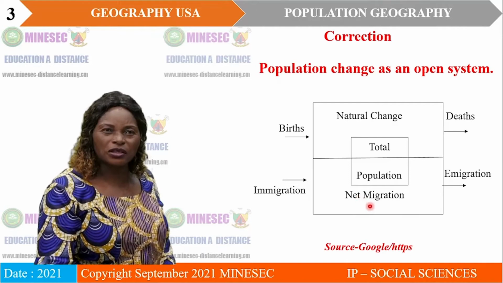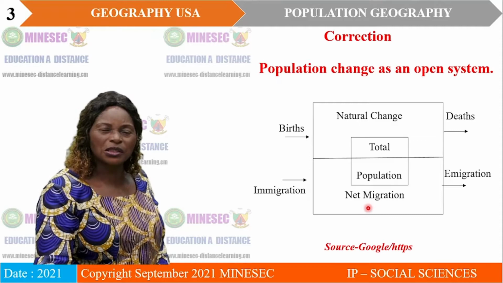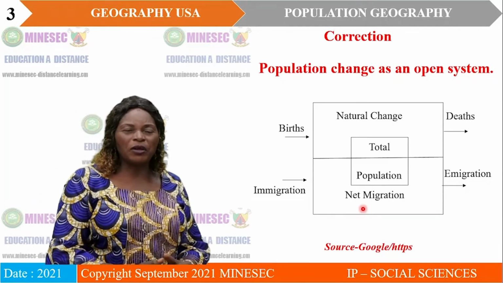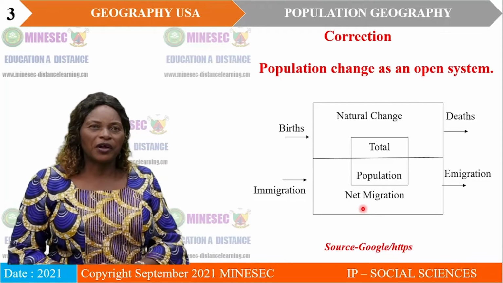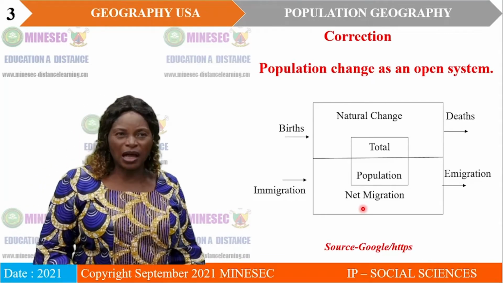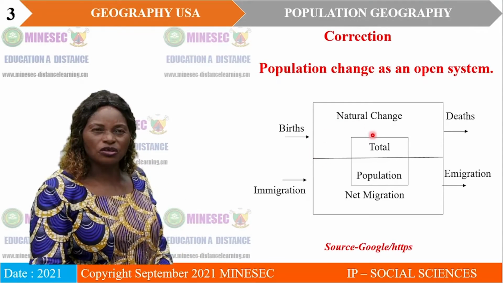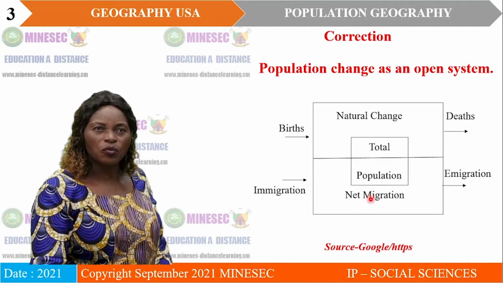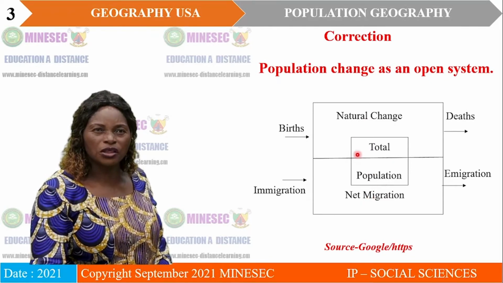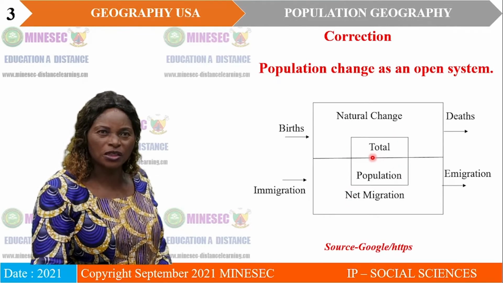Net migration can also be negative or positive. Net migration is positive when the number of immigrants is more than the number of emigrants, and negative when the number of emigrants is more than the number of immigrants. Natural change plus net migration will give total population, as we see here. So natural change and net migration are the processes that interact to give total population.